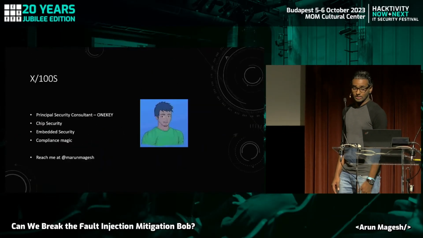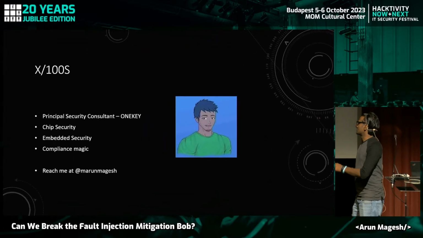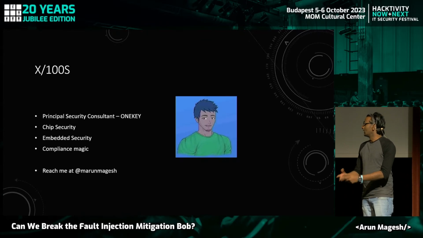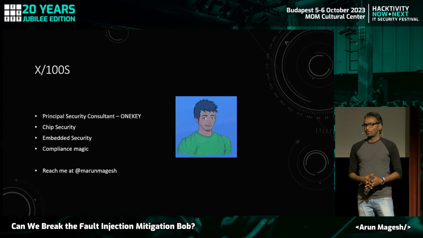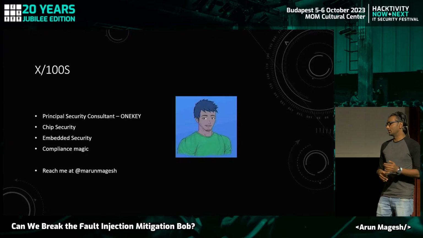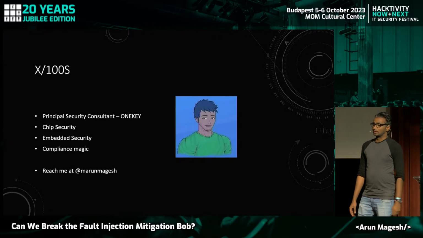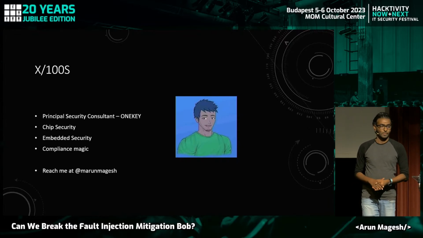So to give a little bit about myself, I work as a principal security consultant at OneKey. It's not the hardware wallet company, it's the automated firmware analysis company. My primary expertise is mostly in chip security, and I also do a bit of IoT reverse engineering and embedded pen testing. And I also recently got a bit into compliance and everything. Boring part, but somebody has to do the work.